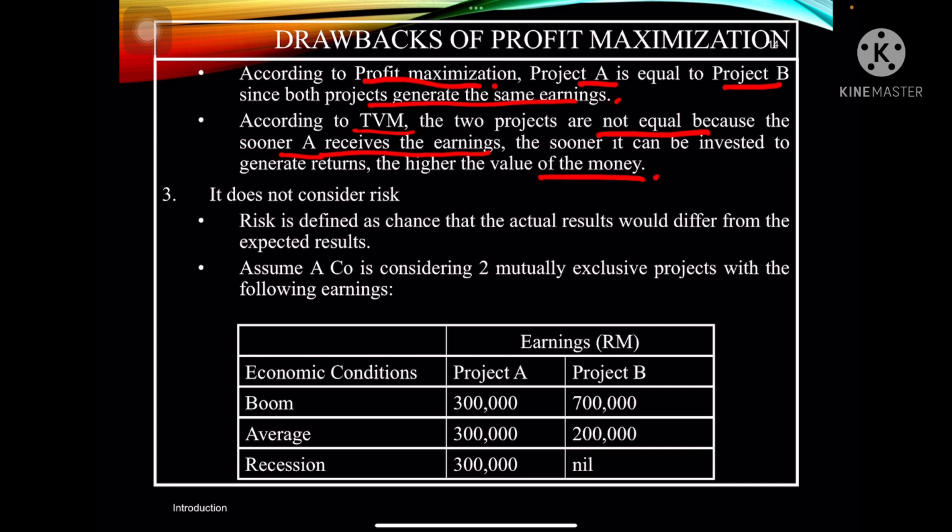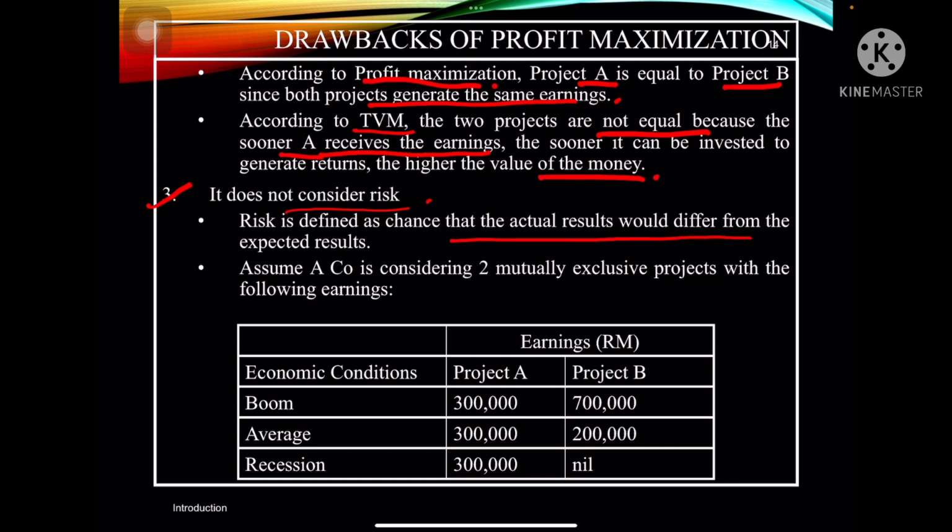Alright, number three, the drawback of profit maximization is that it does not consider risk. So what is risk? Risk is defined as the chance that the actual result will differ from the expected result. For example, you expect that you will get an A in mathematics, but when it comes to the real result, you got a C, right? So that is the risk: the difference between what you expect and the actual result.